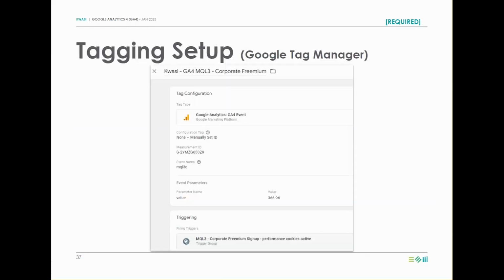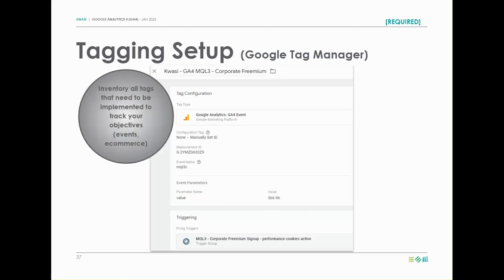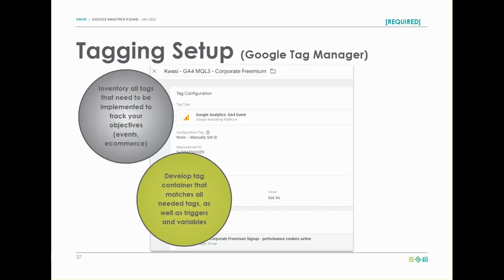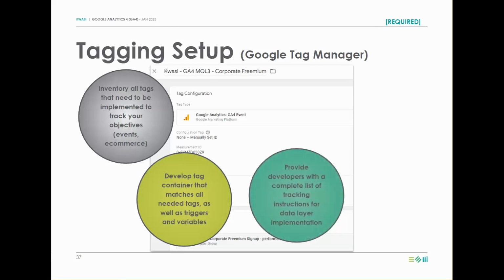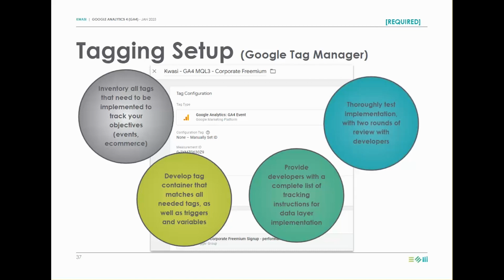We'll get you set up in a new Google Tag Manager container that includes taking stock of all tags that need to be implemented to track your objectives, such as events, e-commerce, and any new items that may be identified as part of a measurement strategy. Developing a tag container that matches all needed tags as well as triggers and variables. Providing your developers with a complete list of tracking instructions for data layer implementation. Thoroughly testing the implementation with 2 rounds of review with the developers.